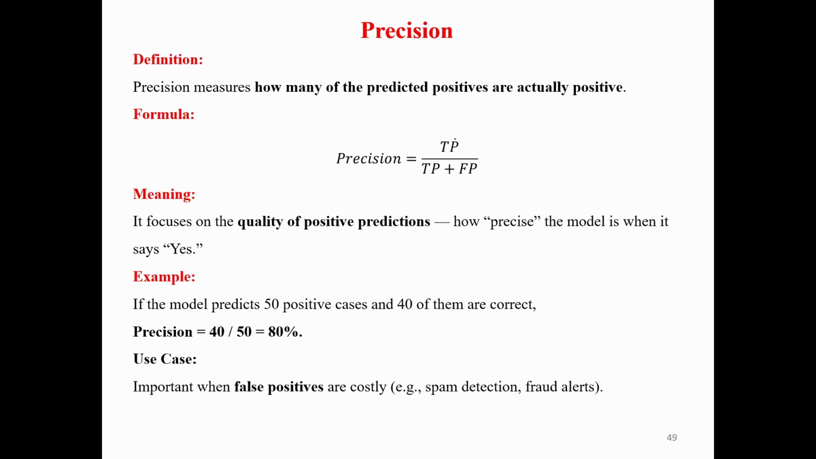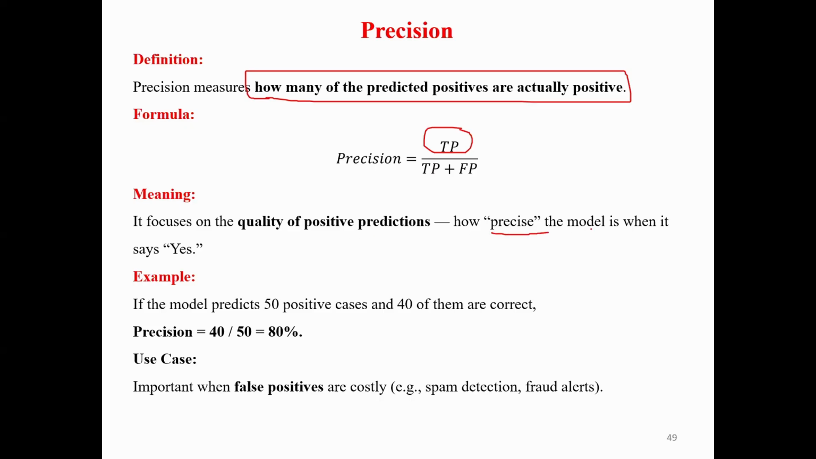Now, precision is very important. It says how many of the predicted positives are actually positive. How precisely does your model give accurate results? That is called precision: true positive divided by true positive plus false positive. It is the quality of positive prediction, how precise the model is for a particular input. For example, if the model predicts 50 positive cases and 40 of them are correct, precision is 40 by 50, which is 80%, and we can call it a precise result.